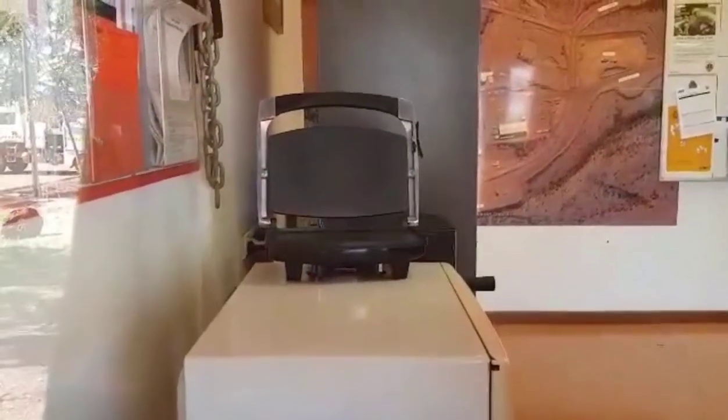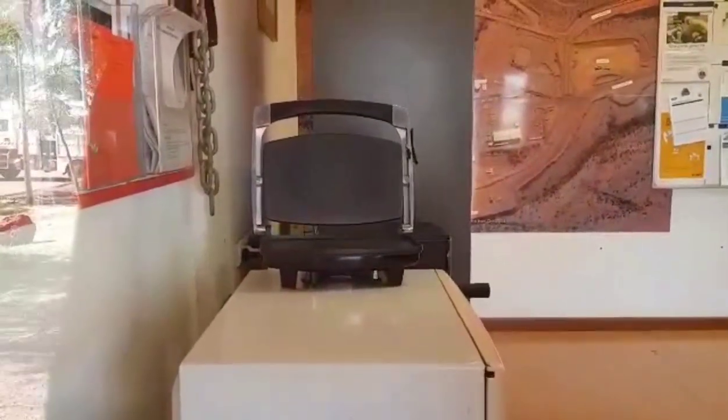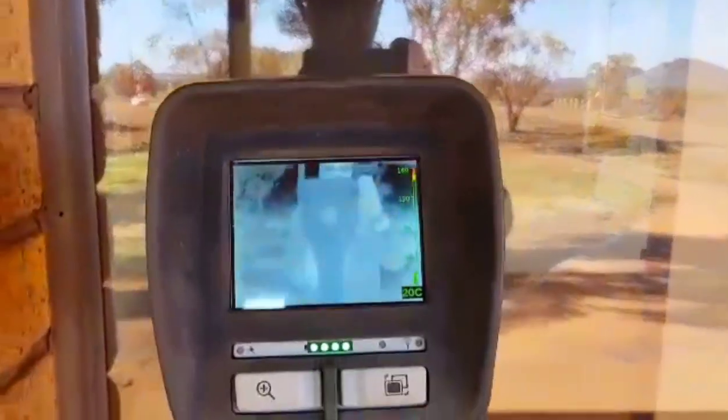In this situation, we can clearly see the toaster through the window. However, if we look through the thermal image camera, we will only see the image which is being reflected off of the window.